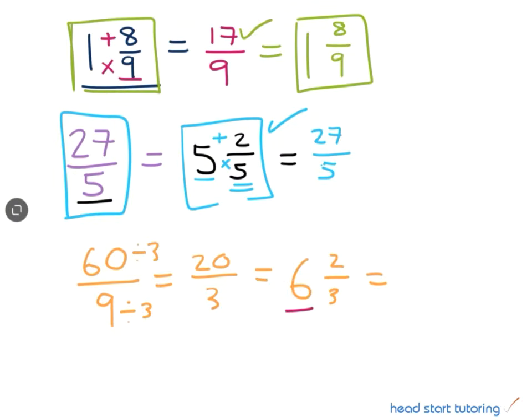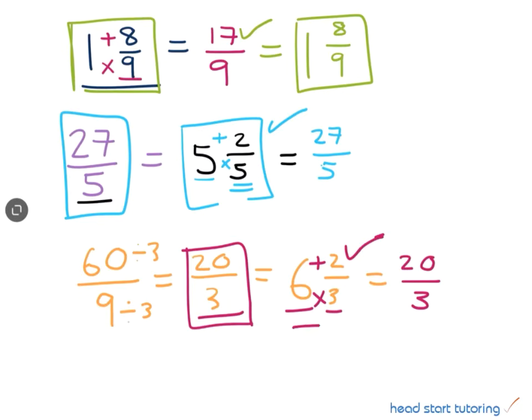Right, so 6 and 2 over 3 as a mixed number. Let's see if we end up with the same improper fraction that we started with. So 6 times 3 is equal to 18. 18 plus 2 is equal to 20. And then we have 20 over 3. So as you can see, we converted our improper fraction into a mixed number perfectly because we ended up with the same improper fraction that we started off with.